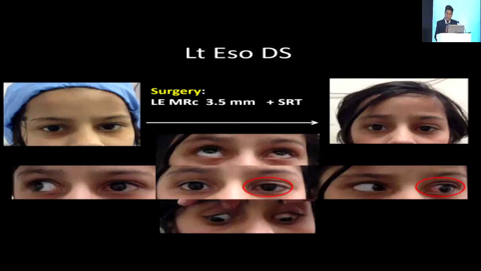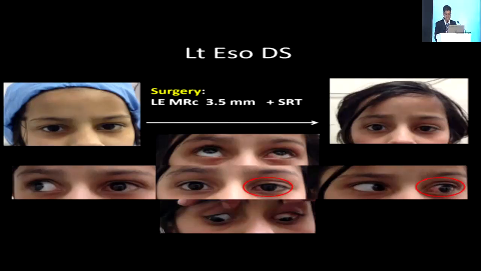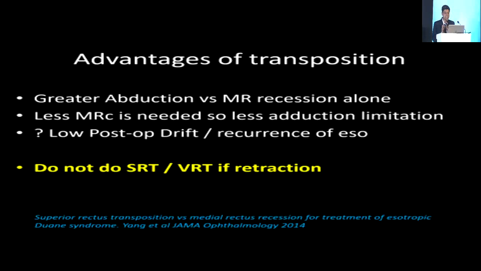So essentially, we still get very good results if you do a vertical rectus transposition along with a small medial rectus recession. You may get a small amount of adduction deficit, but it's usually less. So the advantages of transposition, as you would see in this case, are that you can get significant abduction. So this is an advantage of doing a transposition procedure. Less medial rectus recession is required.